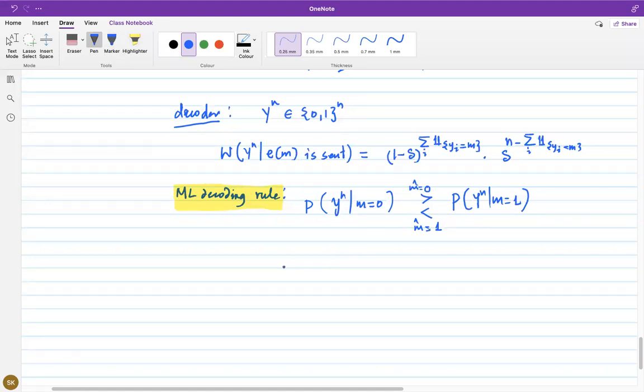Okay, so now if you try to further solve this, when the message M was 0, the encoded message is the all 0 vector. Okay, and therefore you count the number of times you see ones and zeros.